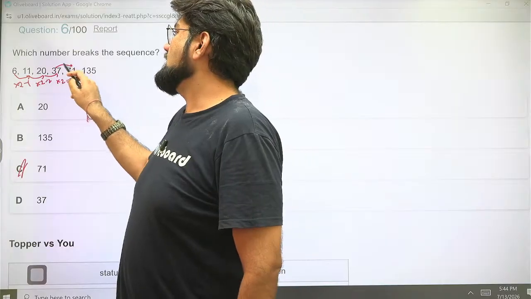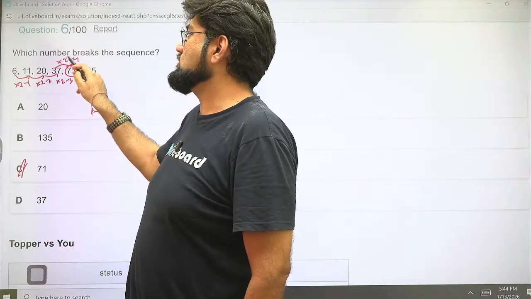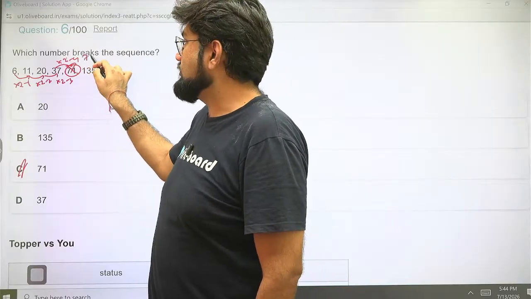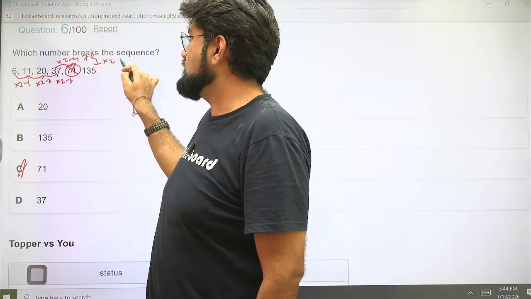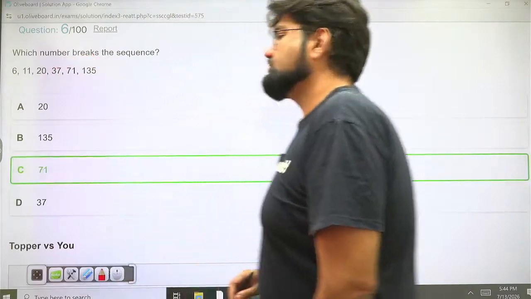So from here to here, it had to be multiplied by 2 minus 4, which is not following, because multiply by 2 is 74. 74 minus 4 should have been 70. So this is incorrect. But despite that, confirm it that 70 into 2 minus 5 would have given me 135. So option C is the correct answer.